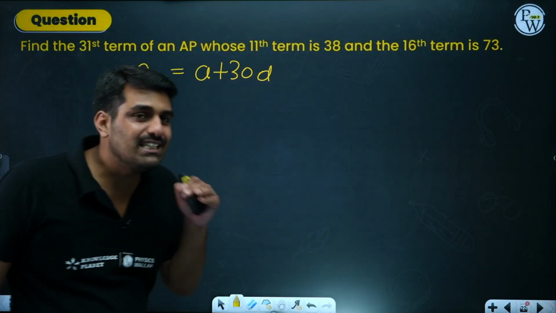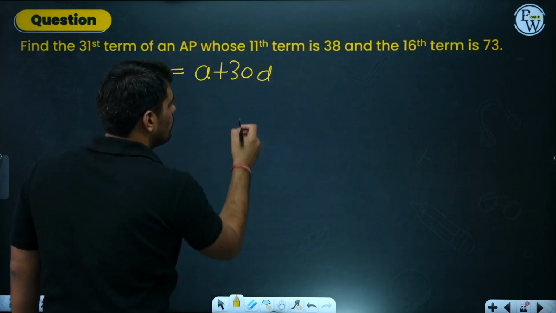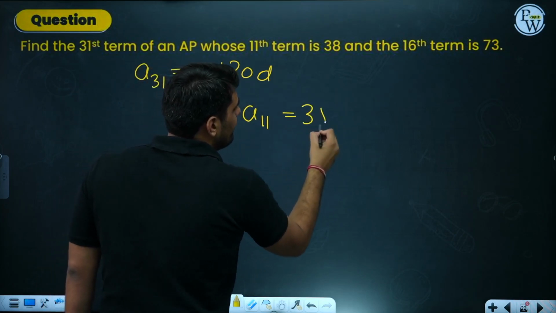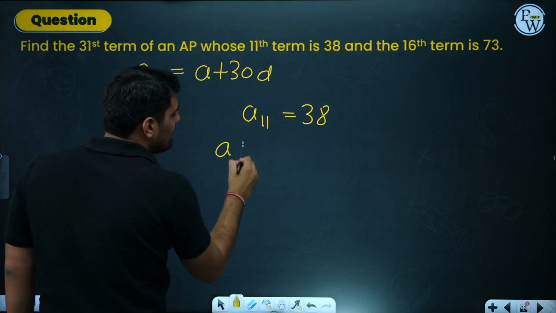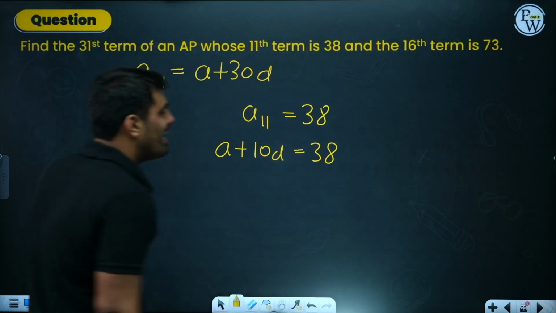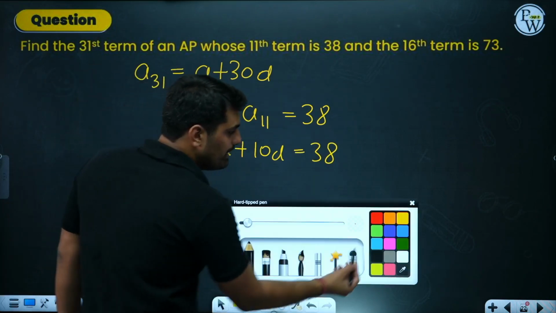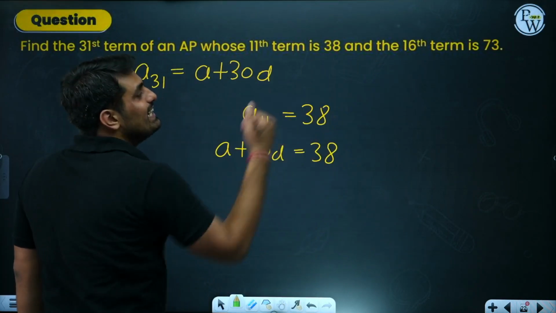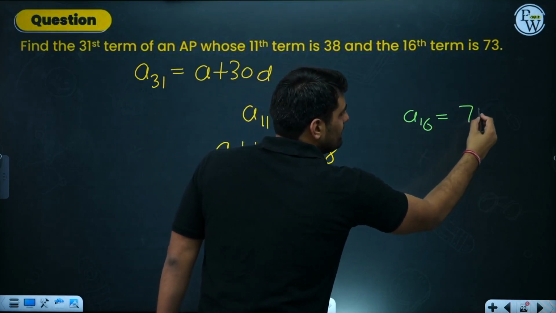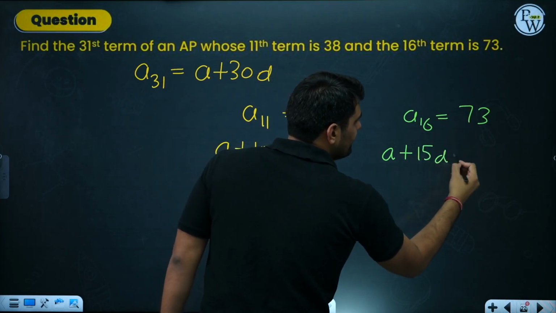What information is given to me? The 11th term is 38. So A11 is given to you as 38. It simply means A plus 10D is 38, right? Because A plus 10D will be the 11th term. Similarly, A16 is also given to you as 73. A16 means A plus 15D equals 73.